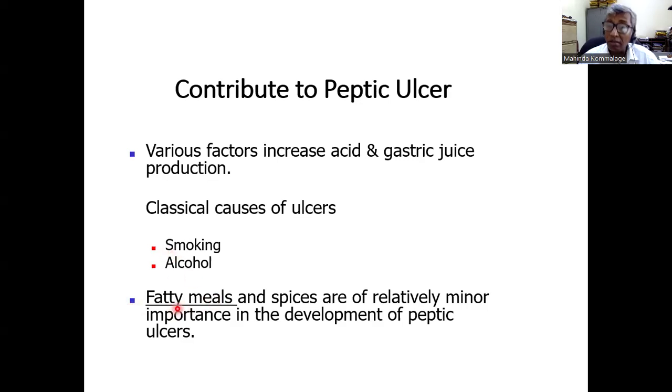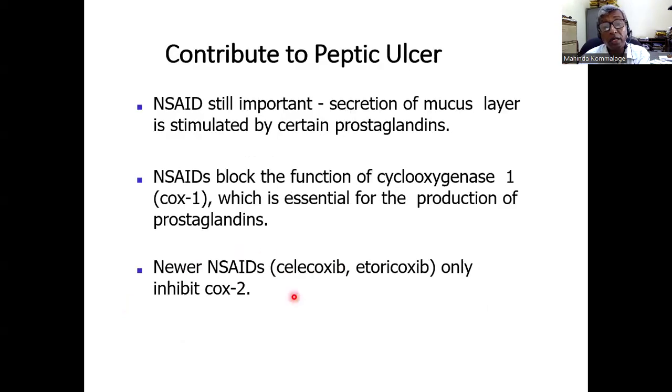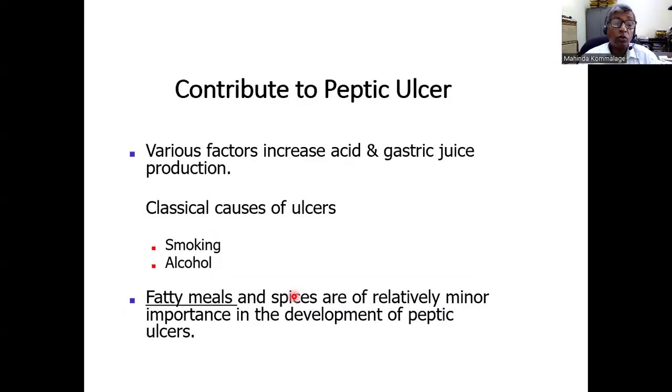Then a fatty meal, or a spicy meal with a lot of chili, might contribute to peptic ulcer, other than alcohol. In addition to that, you will probably learn in your tutorial, there is a bacteria called Helicobacter pylori. It's even mentioned in Ganong. Helicobacter pylori is a bacteria that also contributes to peptic ulcer.